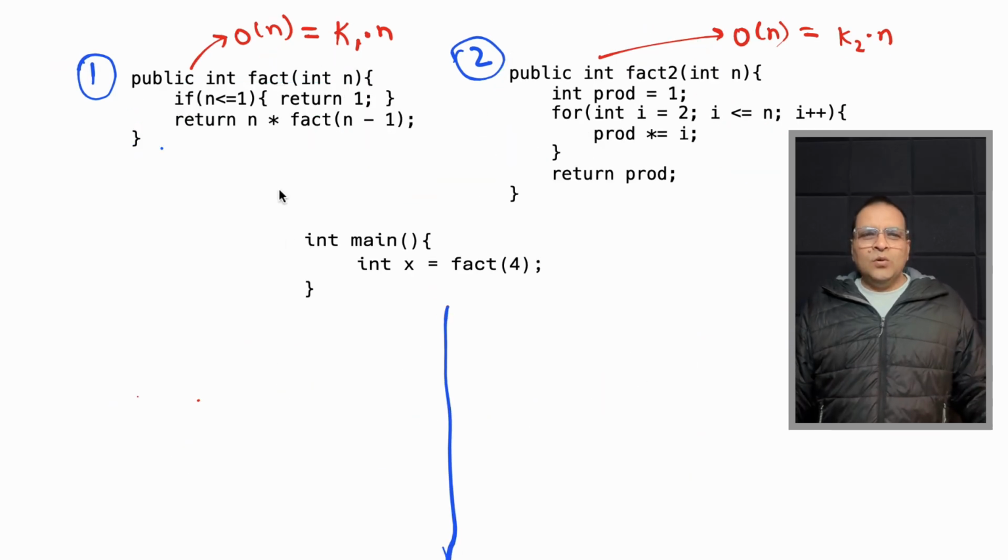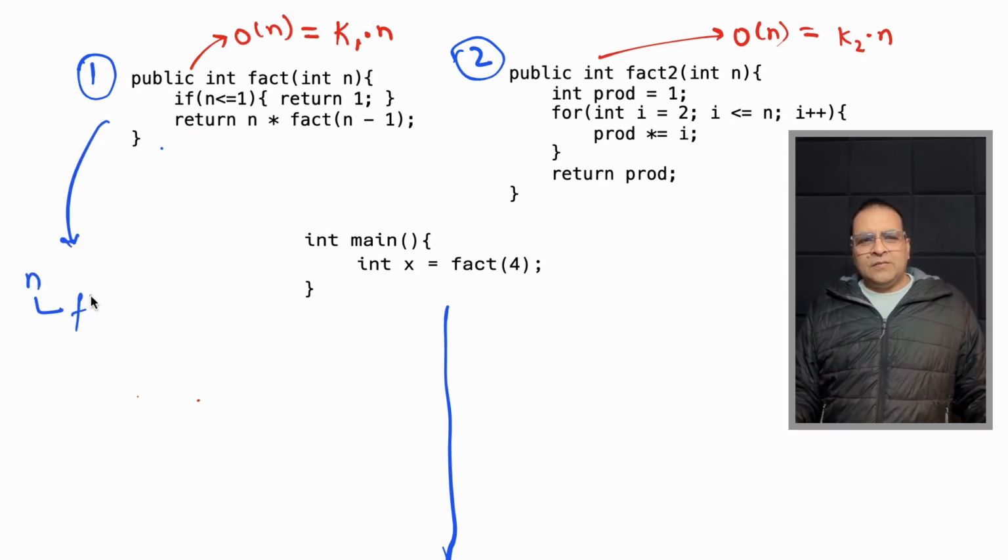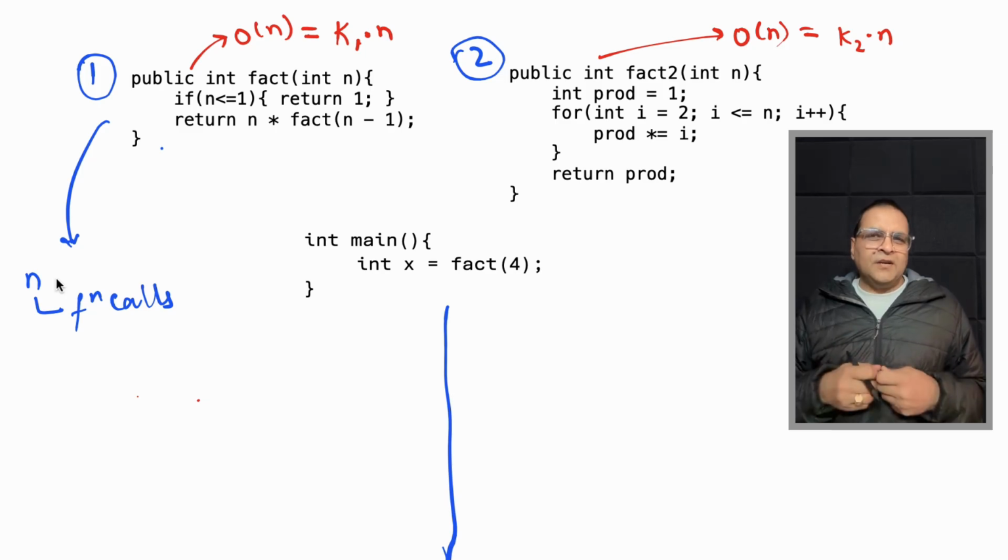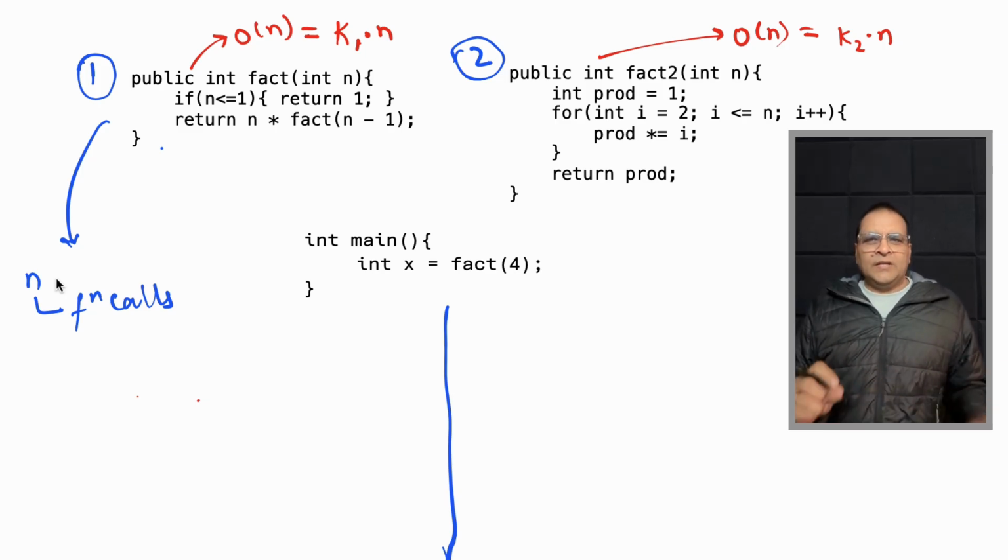We will be looking at only the work done by the fact function and not the work done by the main function. In the first case, there are n function calls. We are counting them because every function call takes some time. So the time taken to create the stack frame of the function will be the time taken to call the function. Then there are n function returns also.